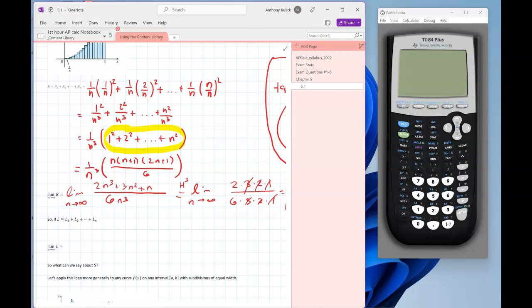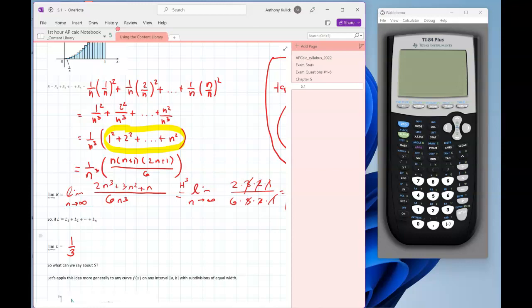So now we could do the same thing using the other way of calculating our rectangles. We're using the left-hand side of our interval as the height of our rectangle. But guess what? What do you think the limit's going to be doing it the other way? This is the good part. Comes out to be the exact same thing.